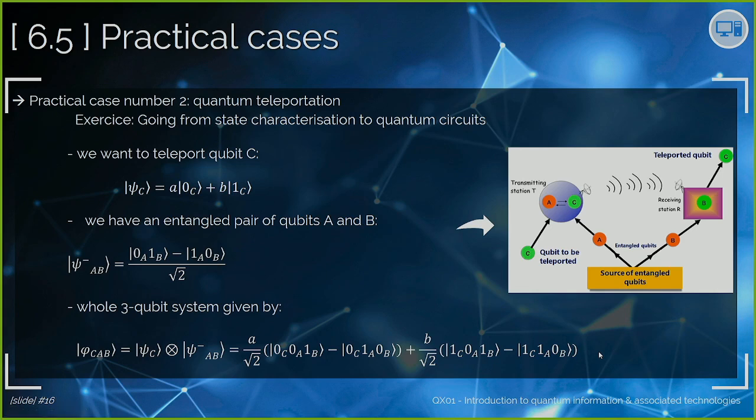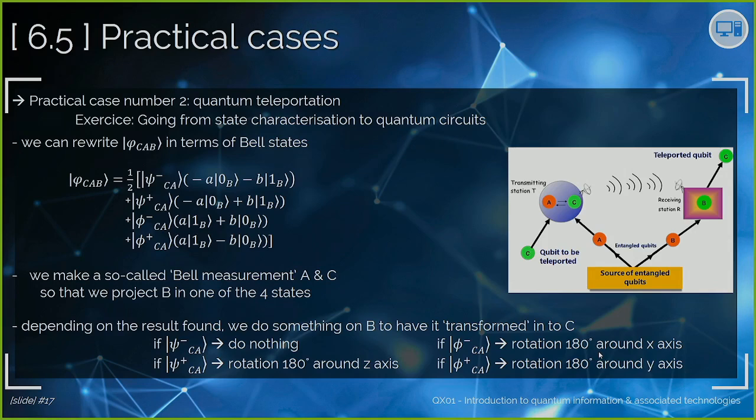So that is just, we have C and we have A and B. We haven't done anything. Then the next step, which is perhaps the main step, is we rewrite. We'll see how we can rewrite this tensor product state like so. And what rewriting does is make appear a combination of all the Bell states for C and A.